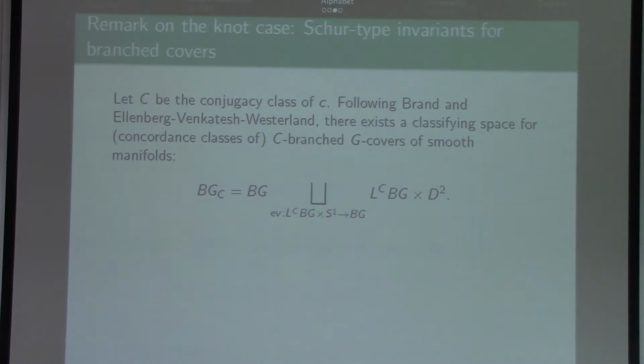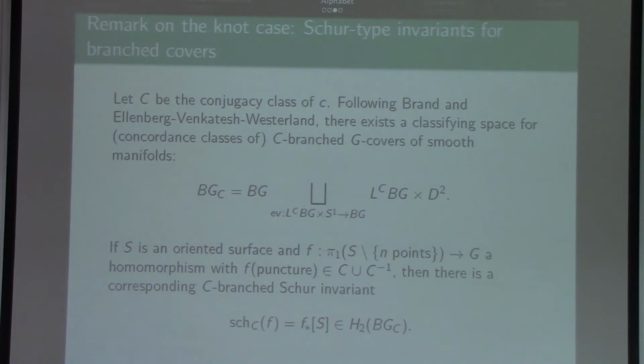So this classifying space here is the usual BG, and then you glue on a bunch of disks. So if you have a smooth manifold and you have a map into this thing, you get an induced C-branched G cover over that manifold. I won't say too much about this, but that's what it is.